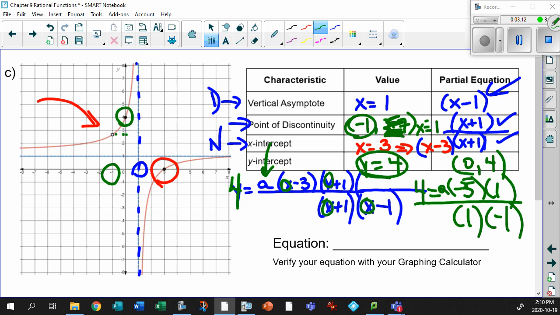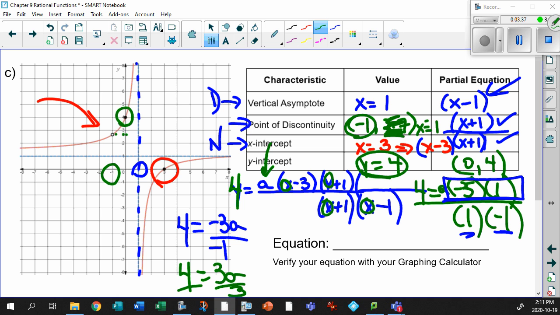Holy smokes, that is a mess. Well, let's clean it up. 4 equals a. On the top, there's the minus 3 times the 1, right? The minus 3 times the 1 is minus 3a. On the bottom, you got a 1 times the minus 1, so that's a minus 1. That just works out to be how simple? 4 equals 3a. Divide by 3, divide by 3, you get an a value of 4/3.